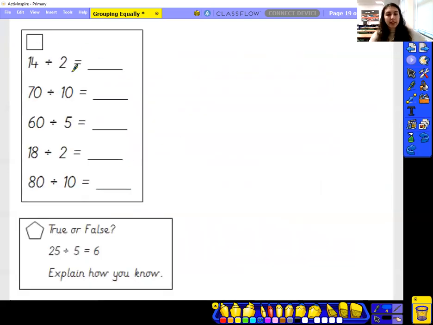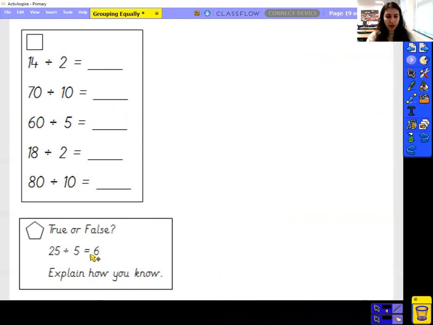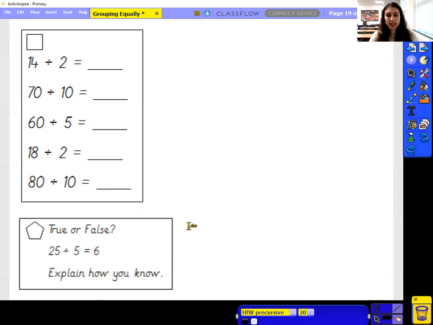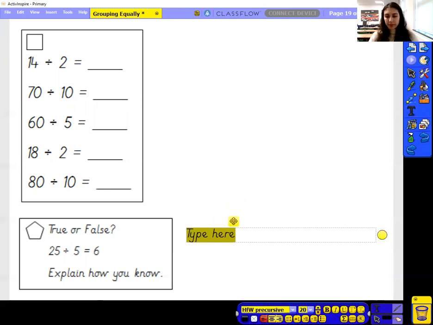And then the square is an opportunity for you to use your skip counting to work it out. So 14 divided by 2, 2, 4, 6, 8, 10, 12, 14. That gives me 7 groups of 2, so my answer is 7. And then the last question is a true or false, where you need to explain to me if I had 25 and I divided it into groups of 5, would I get 6 groups? So you can use this sentence starter to help you.